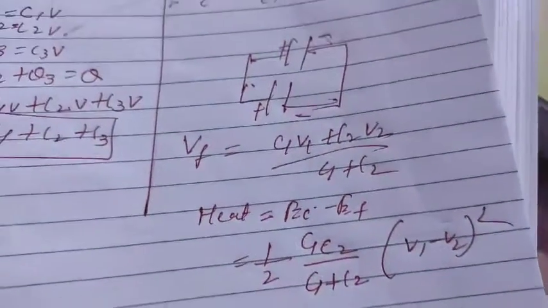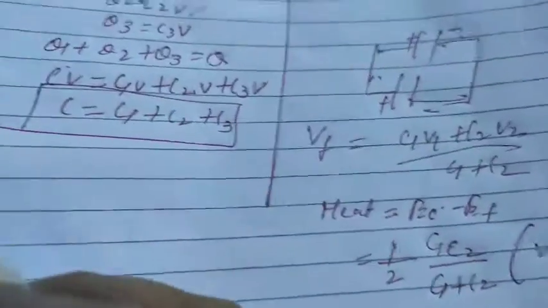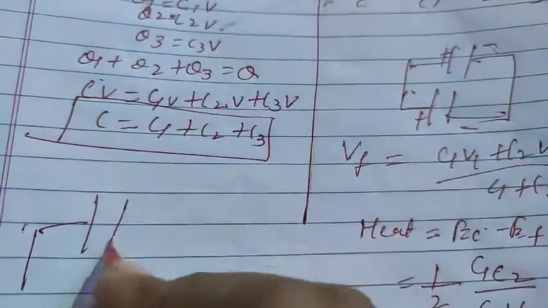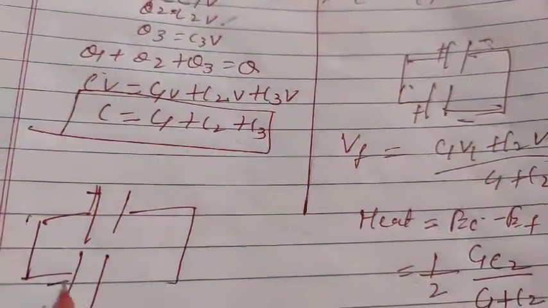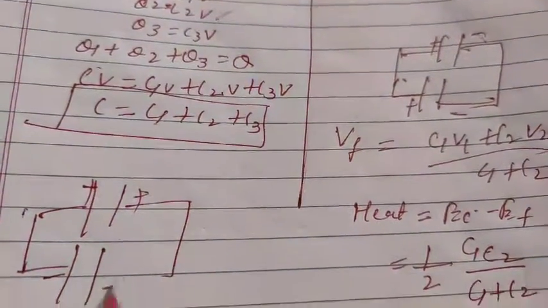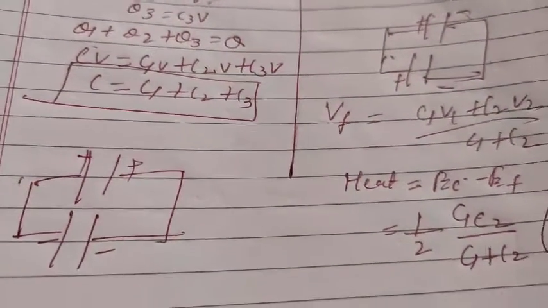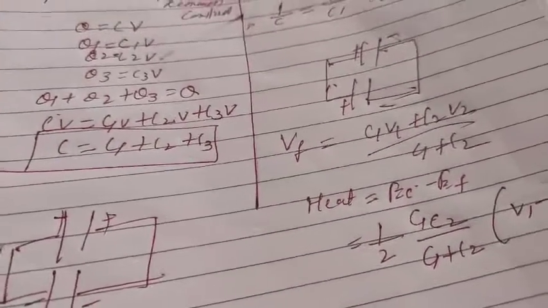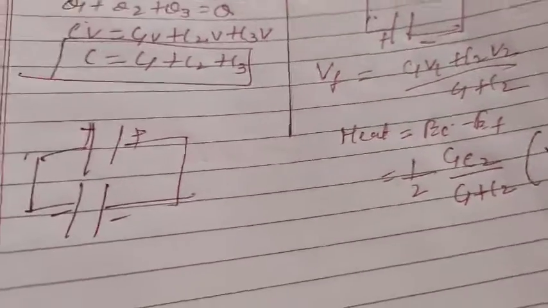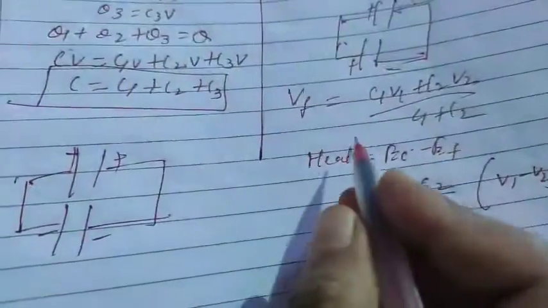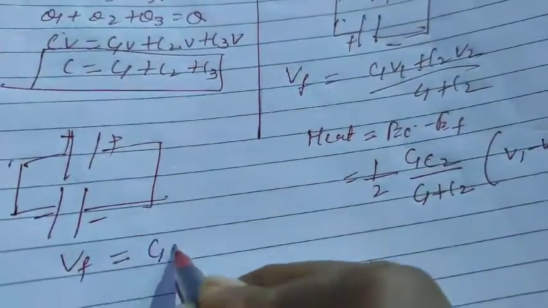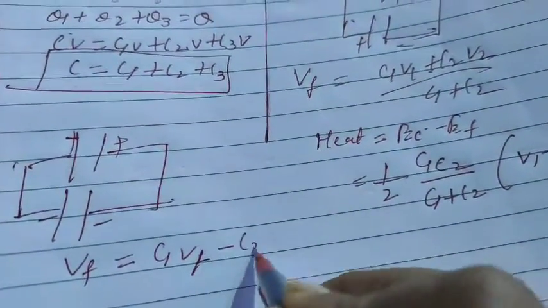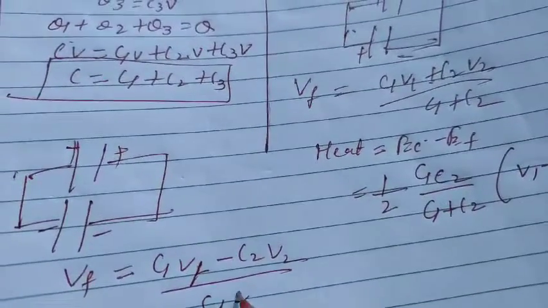Okay. But suppose the two polarities are different. Draw again: this is positive, this is negative, this is positive, this is negative. Then what can you write as the formula, student? See the changes, please. Now you can write the same thing, right? In place of plus, you will write minus. That is VF equal to (C1V1 minus C2V2) by (C1 plus C2).